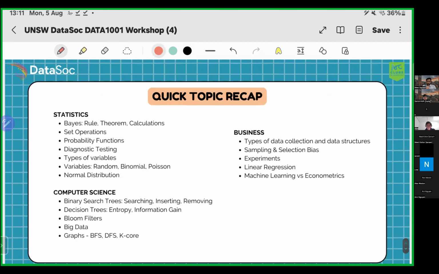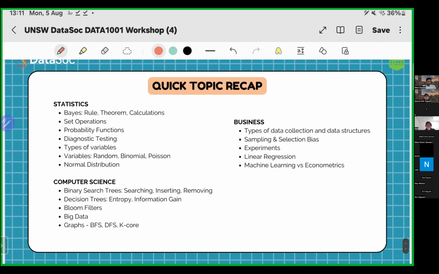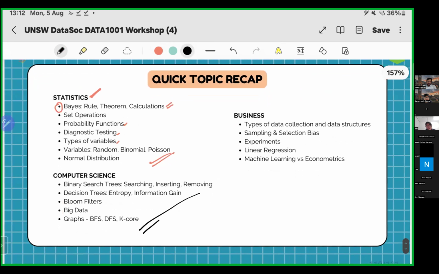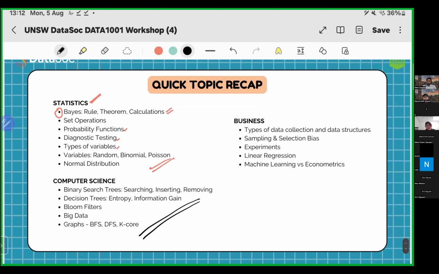Yeah, so that was it for the business section, and thank you so much for this. To summarize this workshop, we did statistics, starting with Bayes theorem. Focus on Bayes theorem as this is very important. Set operations, probability function, diagnostic testing, types of variable. Distributions are also important, so you should focus on them. The whole of computer science is important. You cannot miss any topic from this section. You need to revise every topic, go through the recording, go through the questions. If you have any doubt, ask them.